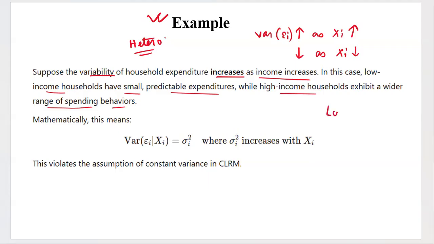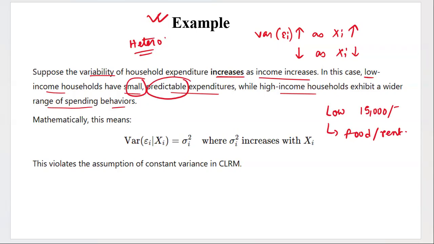That if you are a low income household, suppose your monthly earning is only 15,000 rupees, right? Then most of your earnings will go into food and your rent. You will spend most of your income on food cost or rent cost. That is what will happen. So for a lower income household, the expenditures are small and predictable.